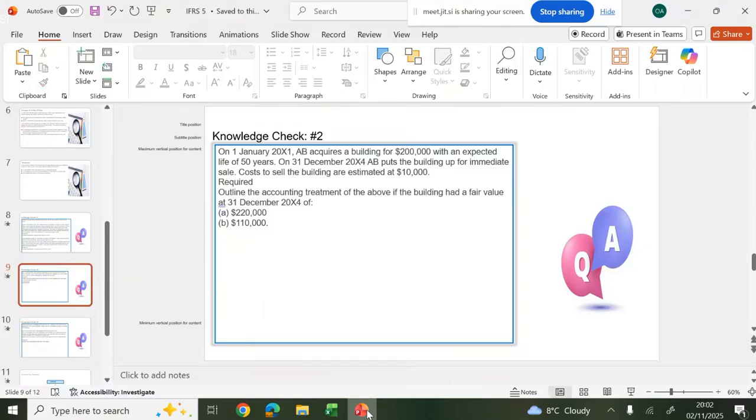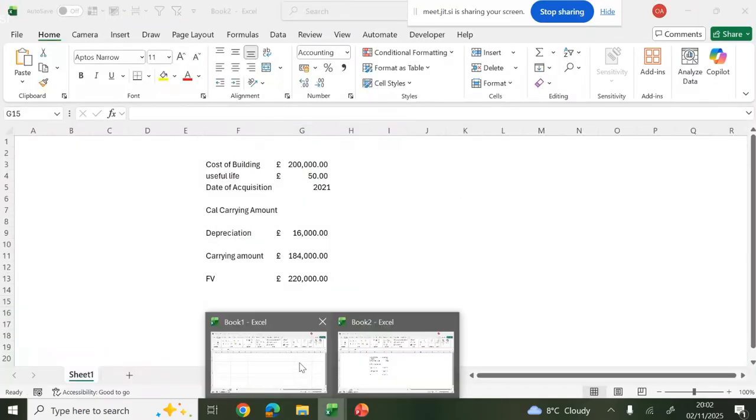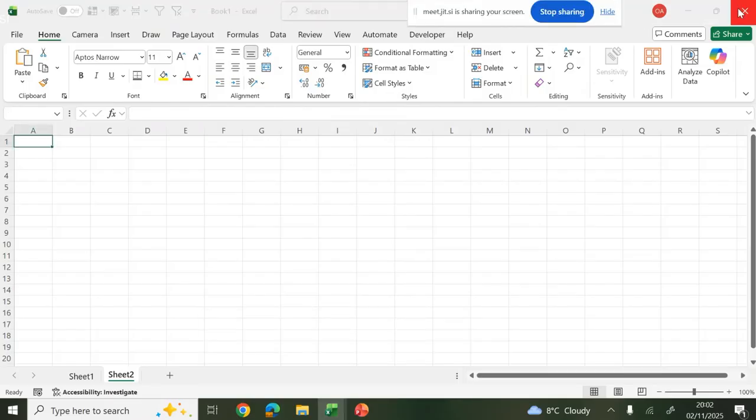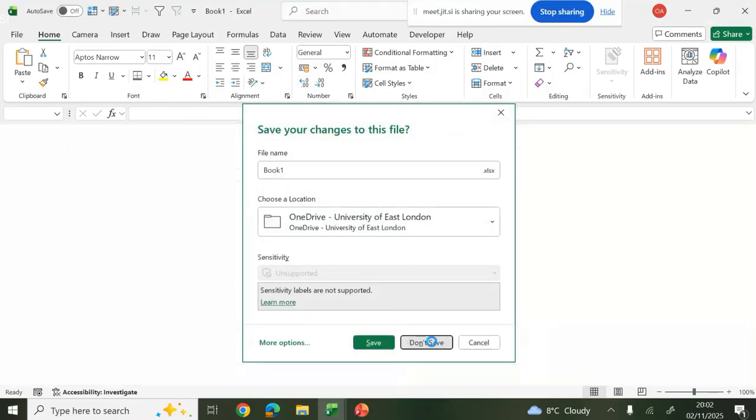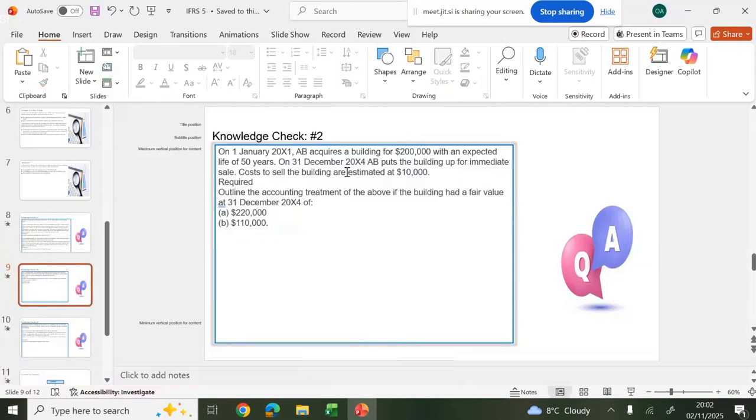The requirement of this question is to outline the accounting treatment if the building had a fair value of A, 220,000. So in this option A, the fair value is 220,000, and the carrying amount. You need to less the cost to sell from the fair value. Do we have cost to sell? Yes, we have cost to sell. Cost to sell is 10,000.